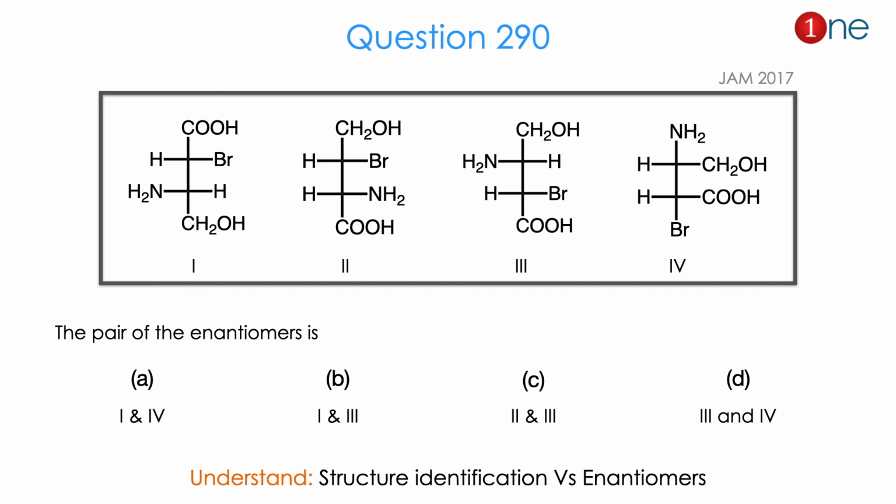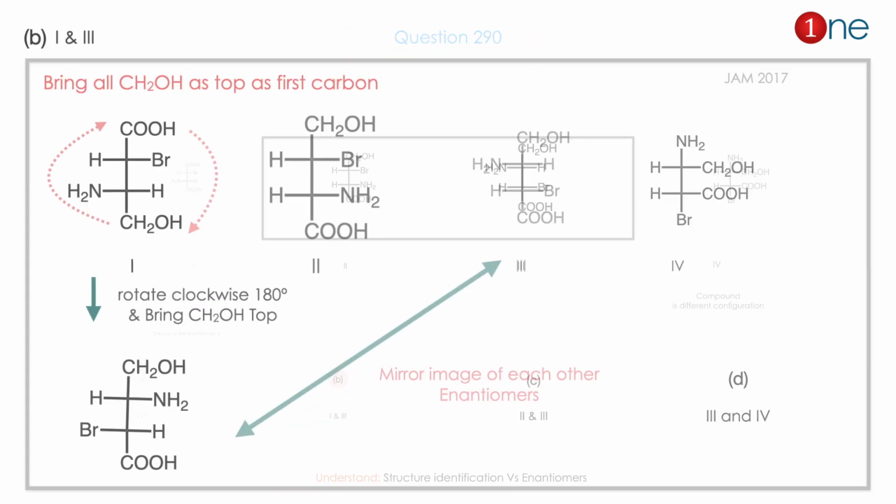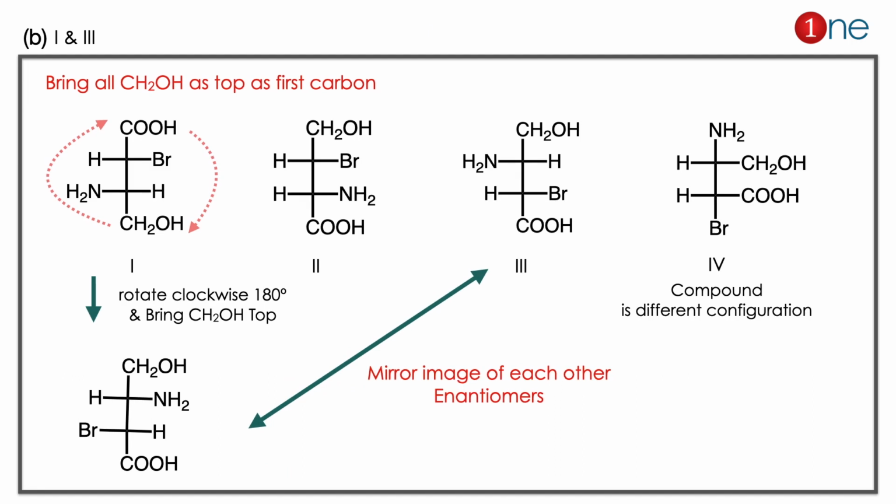From the 4 different structures and the possible question of enantiomers, you might realize the question is really about structure identification versus enantiomers. The answer is B. Let us see how. Here we are analyzing the 4 structures. For the best analysis, we have to bring all the CH2OH groups to the top. So to bring the first one to the top, we have to rotate it 180 degrees and bring it to the top. If we bring it to the top, the comparison will be easy.